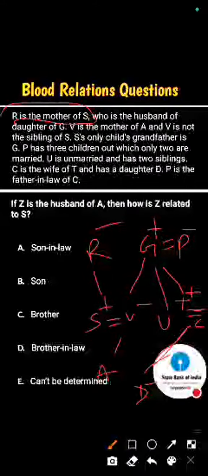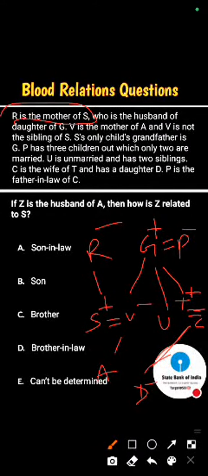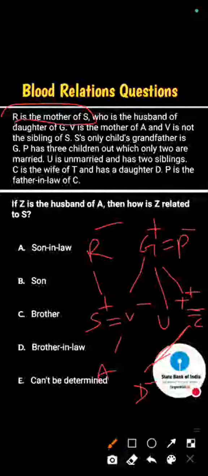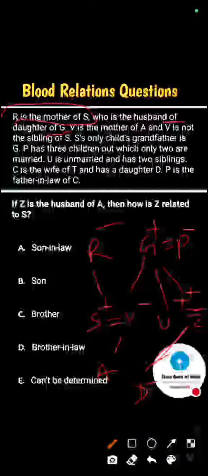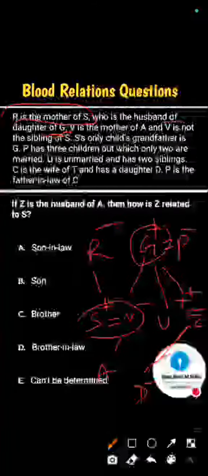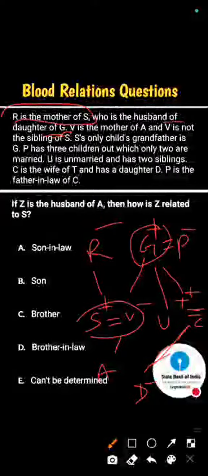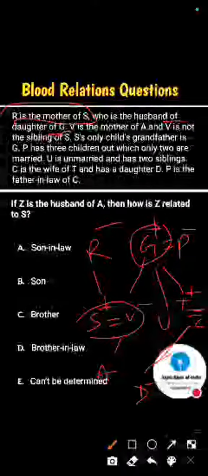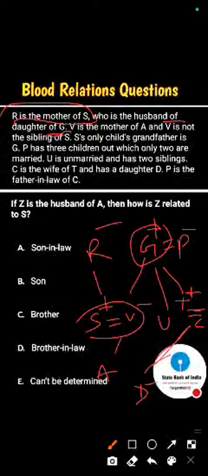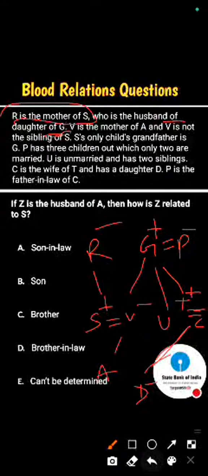R is the mother of S. Is it okay? The first one, R is the mother of S. So who is the husband of G? Wait a second. See this one. Who is the husband of the daughter of G? S is the husband of G. Is it also fine? G is the grandfather. P is the father-in-law. G is the grandfather. How can they both marry? Let me show you. Wait a second.